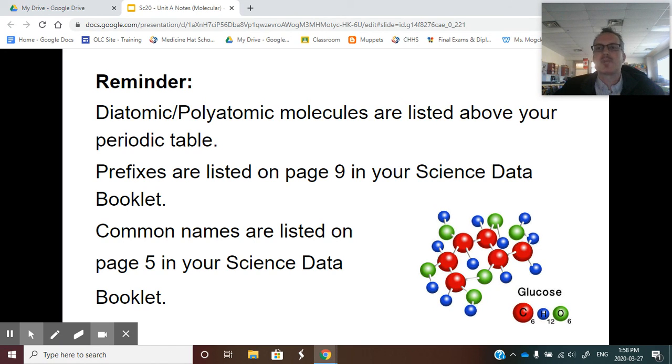If you don't remember your prefixes, mono, di, tri, tetra, penta, hexa, hepta, octa, nona, deca, they are in your data booklet on page 9. And if you need to look up anything like hydrogen peroxide, water, methane, methanol, there's a list of common compounds in your data booklet on page 5.